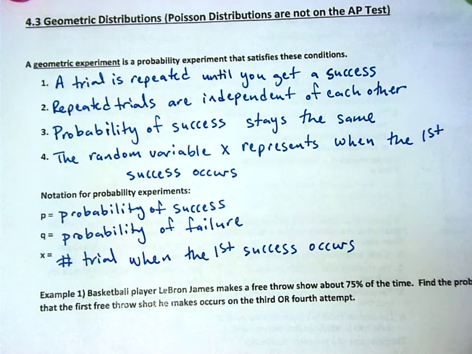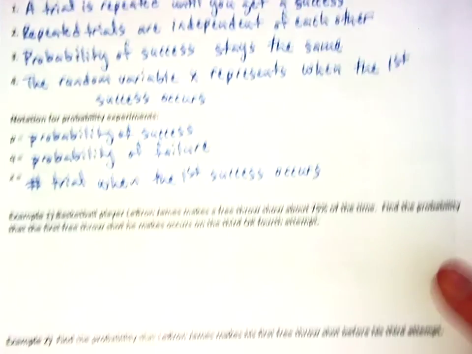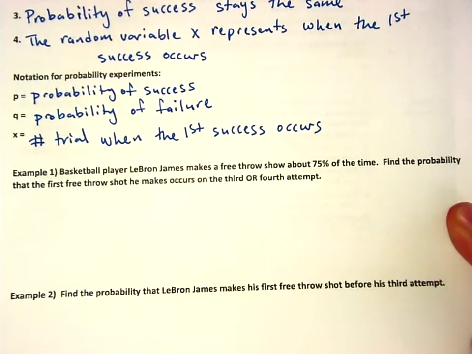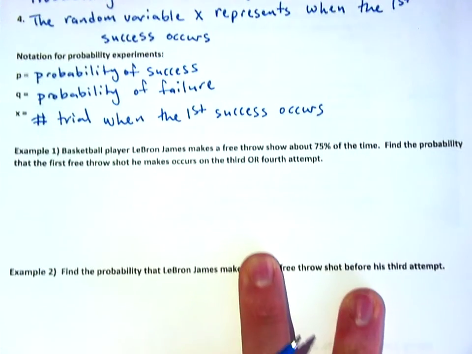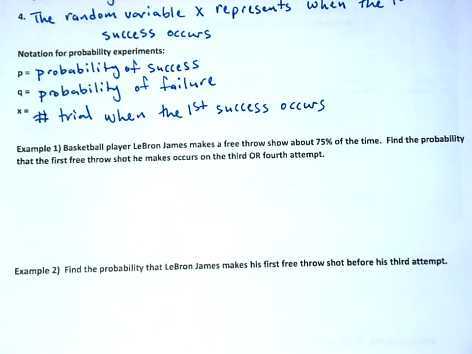All right, so example number 1. LeBron James, his free throw chance of success was 75%. So he made his free throws 75% of the time. And we have to find the probability that the first free throw shot he makes occurs on the 3rd or 4th attempt. What do you think? Is that good chances or bad chances that that would happen? The first success he has.